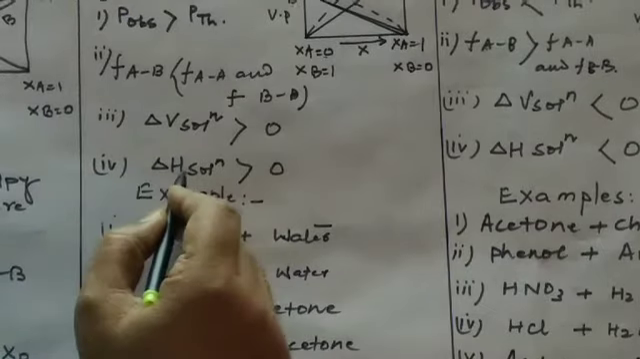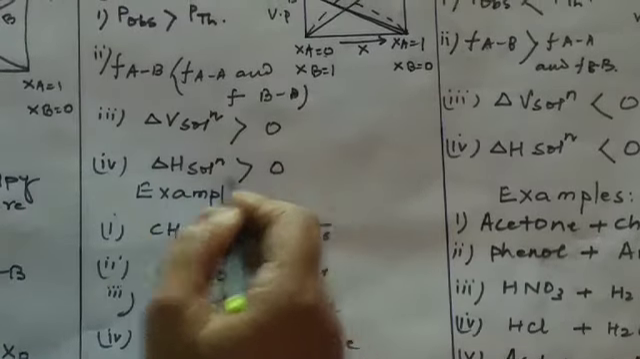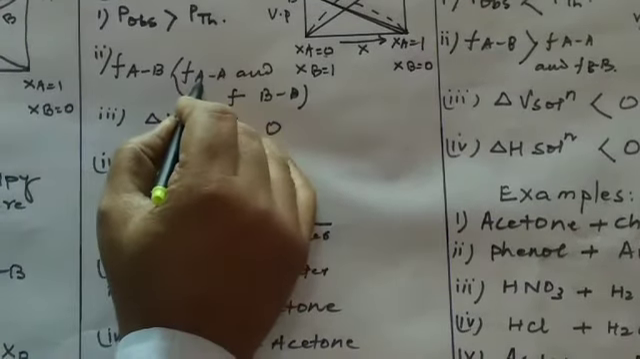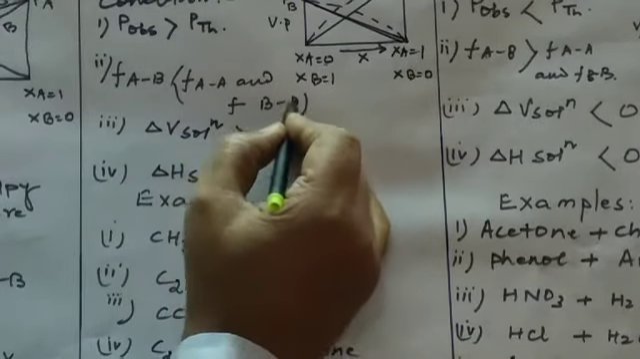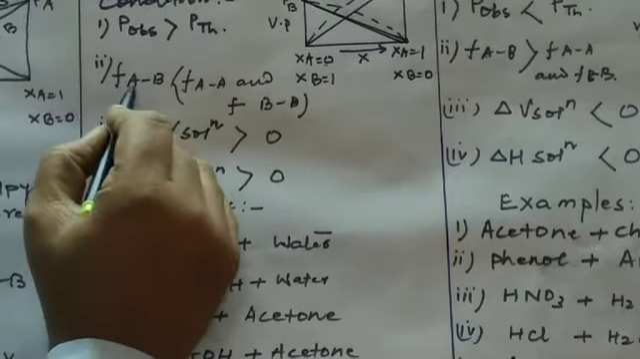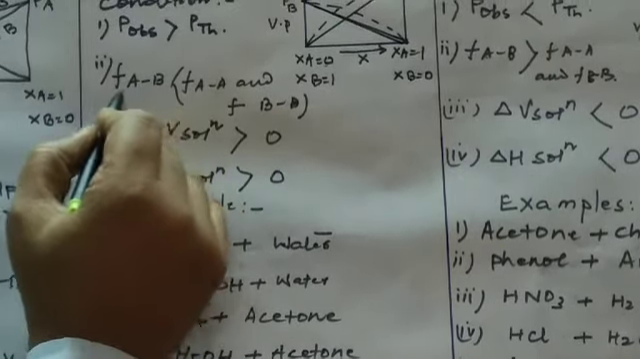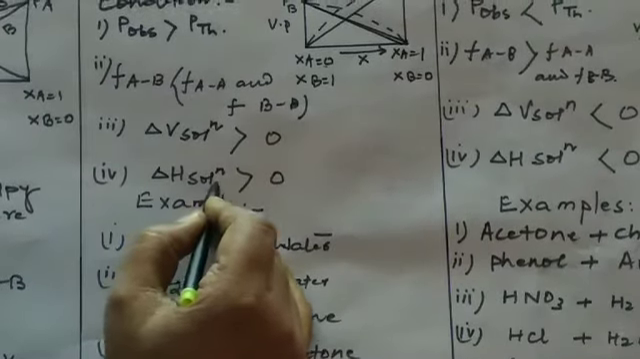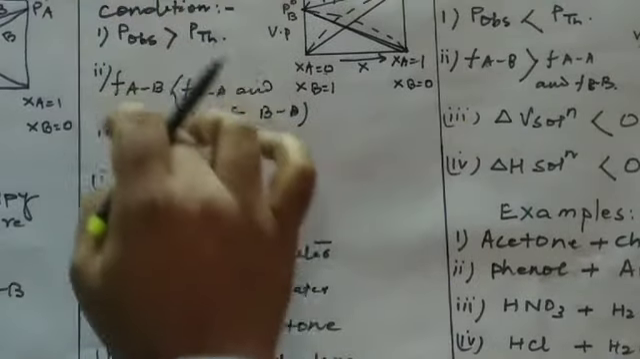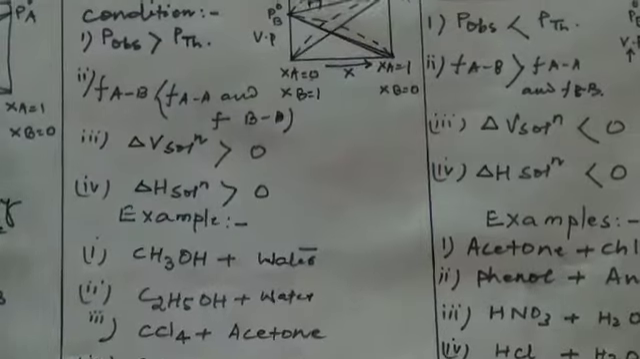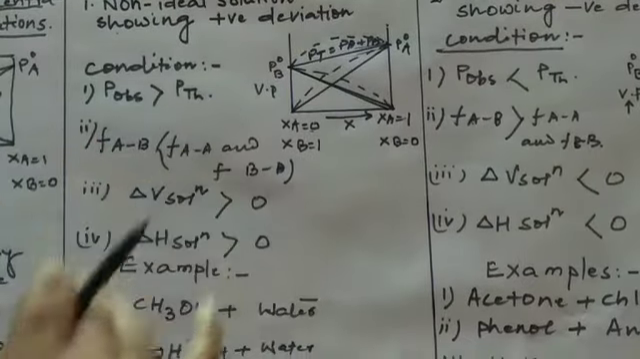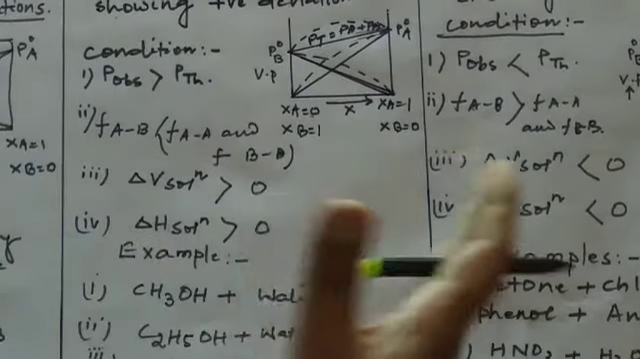Fourth condition, enthalpy change should also be greater than 0. That means the energy required to dissociate the bonds between the components AA and BB, the sum of these two, should be greater than the energy released on the formation of A and B. That means enthalpy change, heat, it is endothermic. For a non-ideal solution, delta H is positive, that means it is endothermic. More heat is required to dissociate the old bond and less energy is released on the formation of the solution.